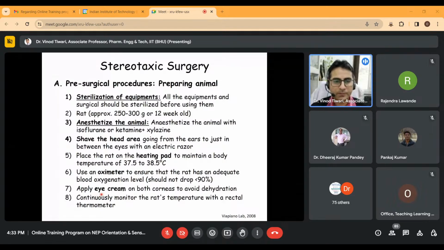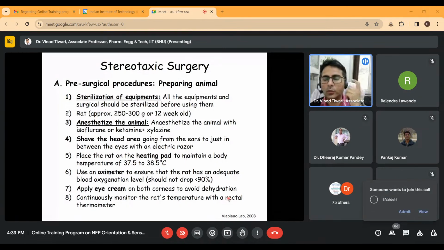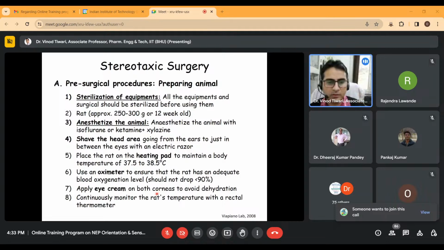And then you also need to apply eye cream on both corneas to avoid dehydration. Because what we do frequently, when we are talking to each other or doing our routine work, is keep on blinking our eyes. Why do we blink our eyes? It helps us keep our eyelids or cornea wet through the lacrimal fluid. But when the animal is under anesthesia, they cannot blink their eyes, and it will lead to dehydration and damage to their cornea. So it is very important to apply some eye cream.